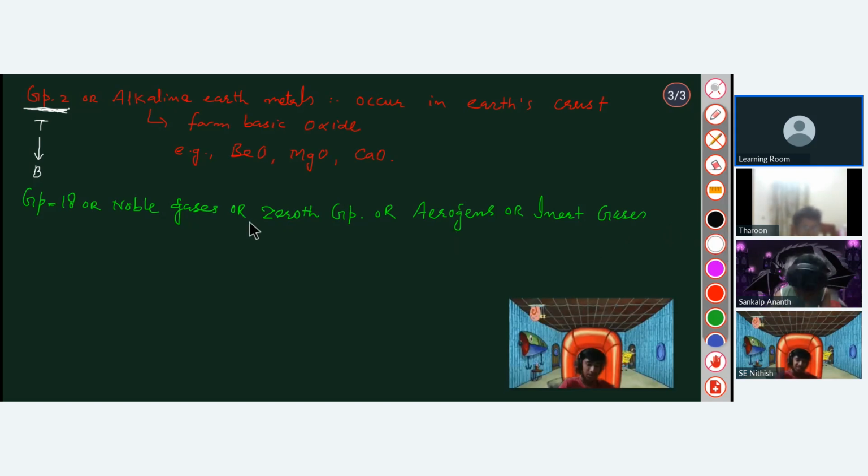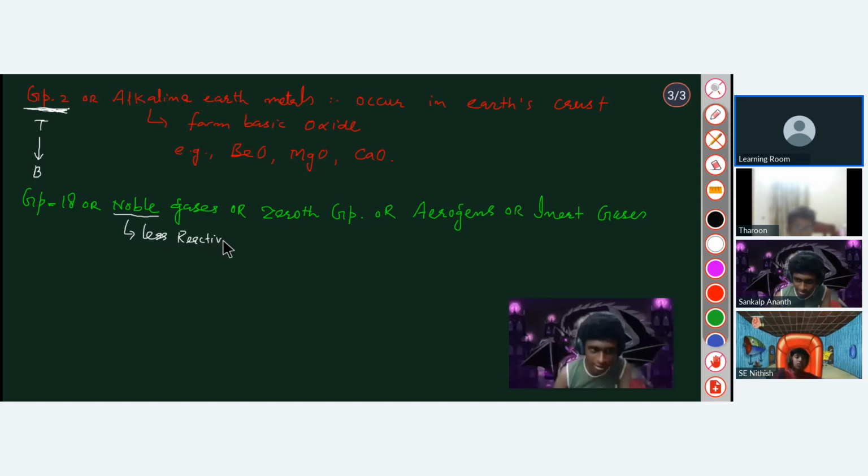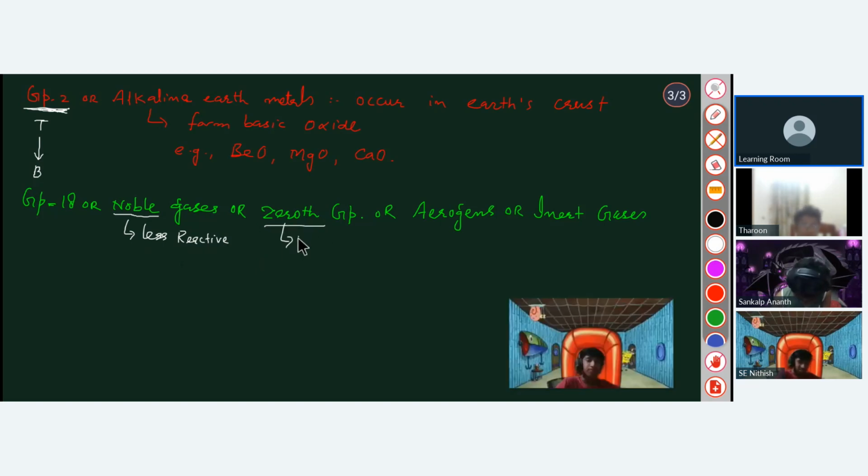I will tell you the reason. What do you mean by noble? Noble means less reactive. Zeroth group: why are they known as zero? Zeroth means their valency is usually zero. They have finished their octet rule.